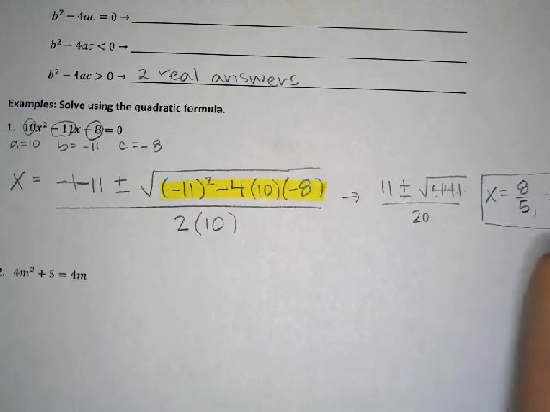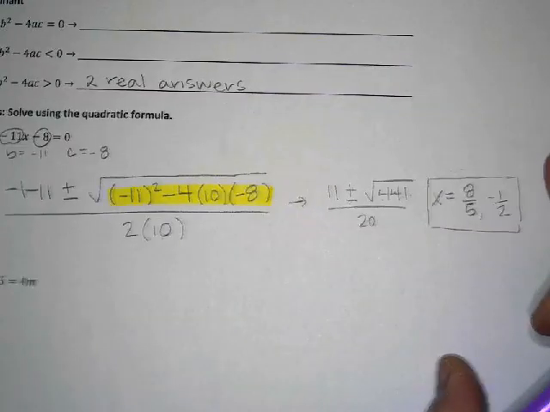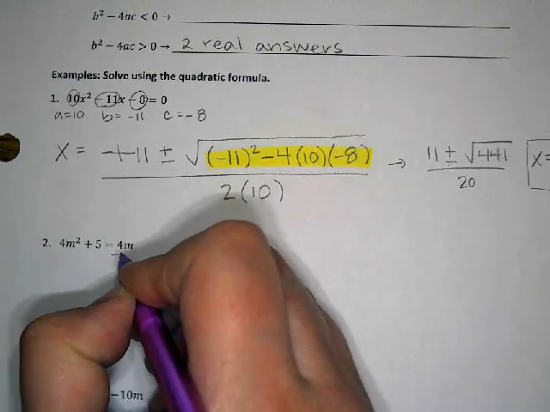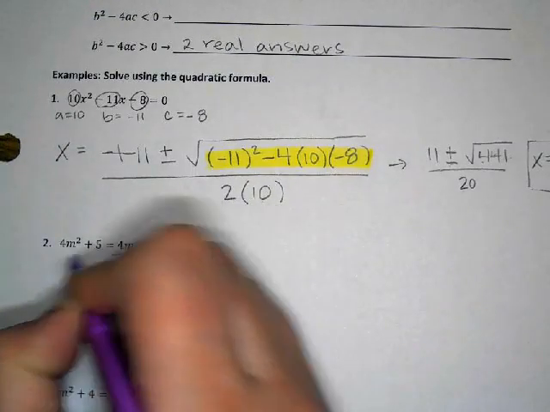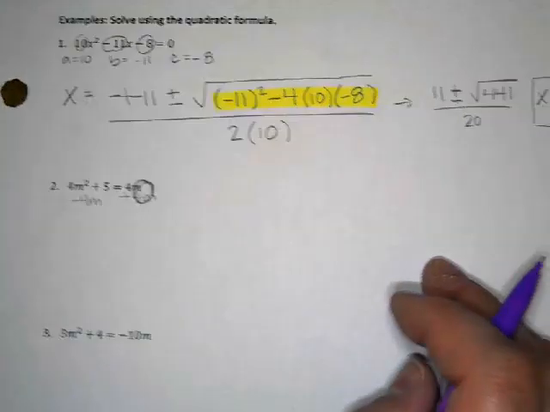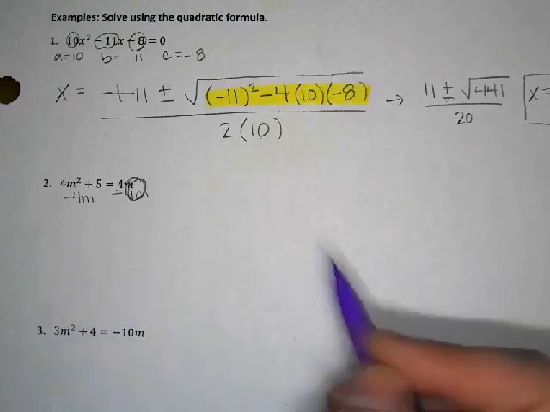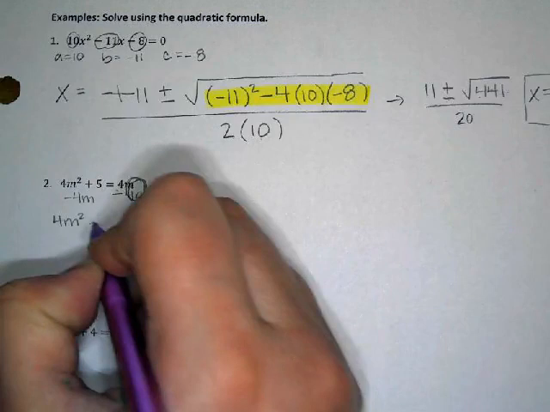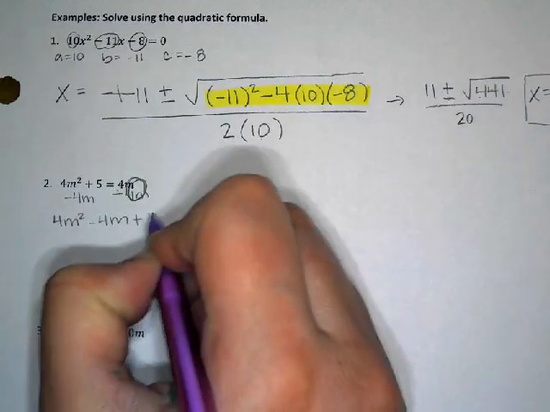So the next one is not ready to go because it equals 4m. It's not supposed to equal 4m. What is it supposed to equal? 0. So what we're going to do is we're going to go ahead and minus 4m over to the other side to make it equal 0. And what order should I write these down in? Minus 4m, okay, plus 5. Okay?